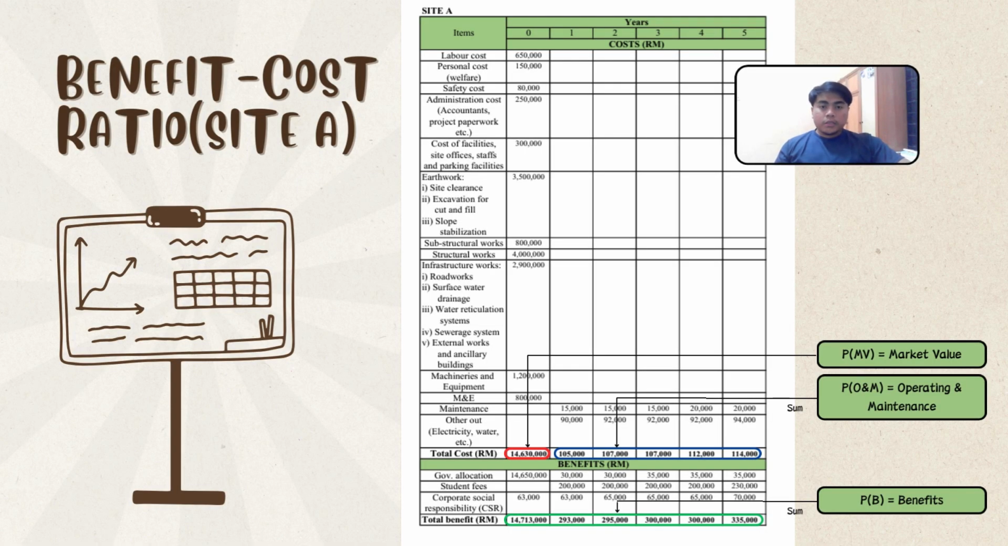Assalamualaikum and hi, my name is Muhammad Fauzan bin Azizan and I will be presenting about the benefit cost ratio for site A. So firstly, we have to determine the value for the market value, operation and maintenance, and also the benefits. For the operation and maintenance and also the benefits, we have to sum up all of the values from the first year until the 5th year.